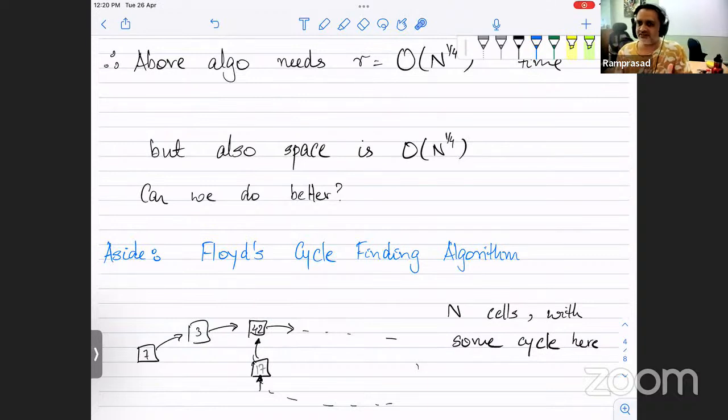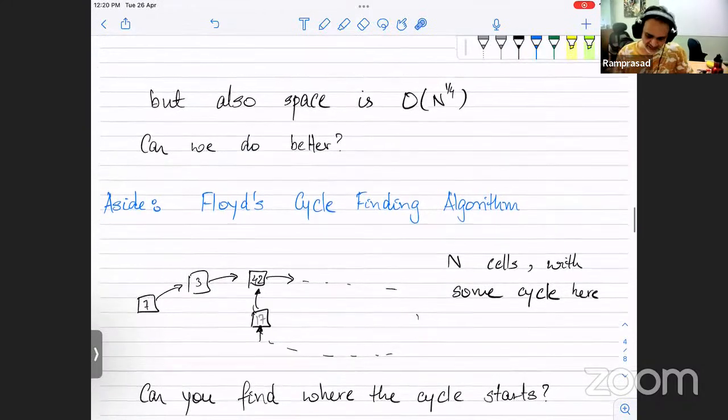Now, there's an obvious way of doing it, which is you just keep walking down the cycle. Just keep track of everything that you have visited so far. And the moment you see a collision, haha, okay, I found where the start of the cycle is. But obviously, this takes up too much space. And I don't want to spend that much space.